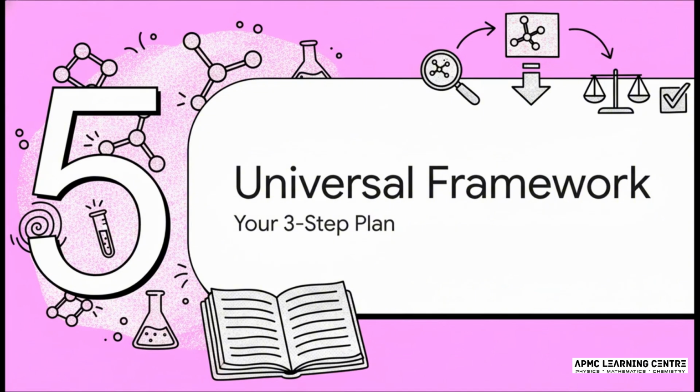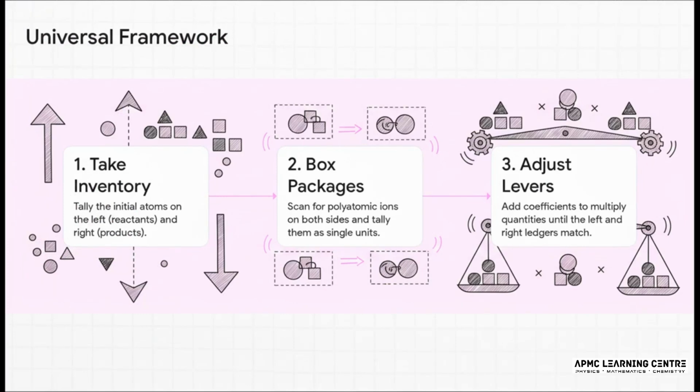So, let's bring this all home. We can actually boil everything we've just learned down into a universal 3-step plan that you can use on basically any chemical equation that gets thrown your way. Here it is, your 3-step plan. Step 1, take inventory. Just list everything you have on the left and on the right. Step 2, box the packages. This is our pro move, right? Scan for those polyatomic groups that stay together and just treat them as one thing. And finally, step 3, adjust the levers. Start putting those coefficients out front to multiply your quantities until the left side of your ledger perfectly matches the right. Inventory, box, adjust. That's the whole game.